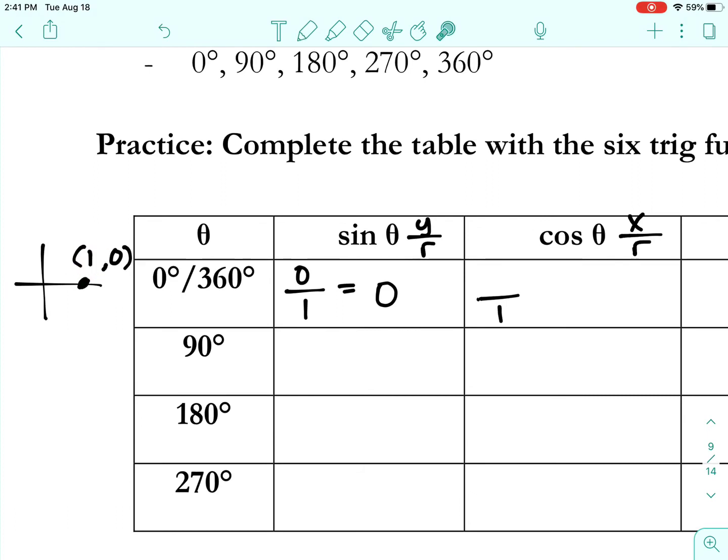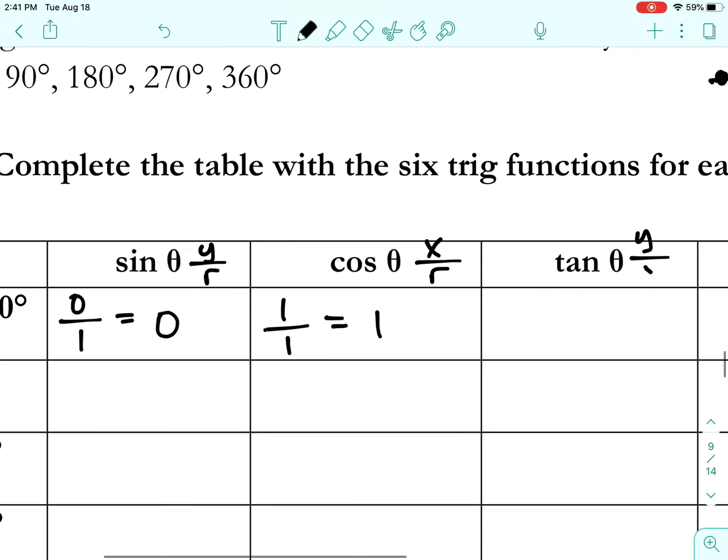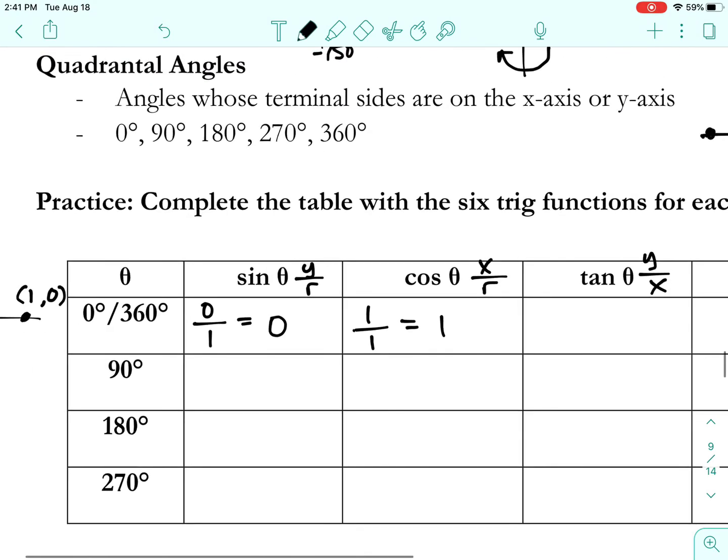The x value is 1. At 0 degrees, the x value is 1. 1 over 1 is 1. I'm going to continue completing the table like so. What about tangent? Remember that one is y over x. So what is the y value of this ordered pair? 0. The x value, 1. 0 divided by 1 is 0.